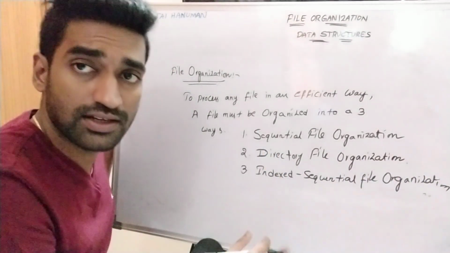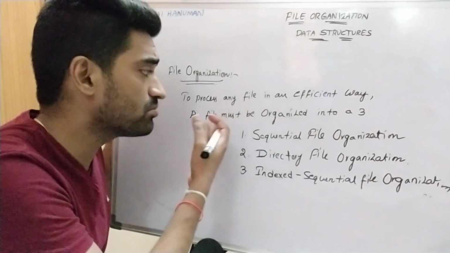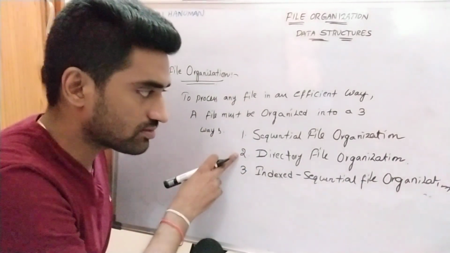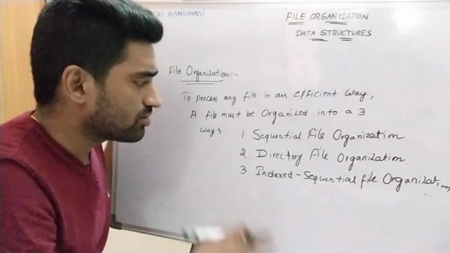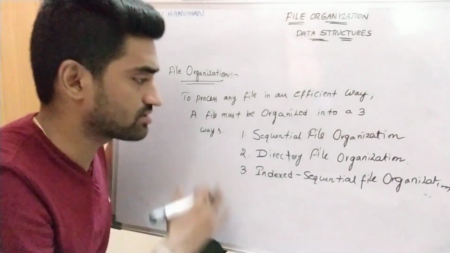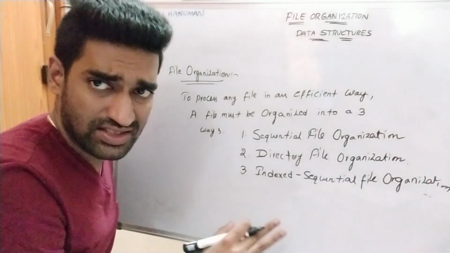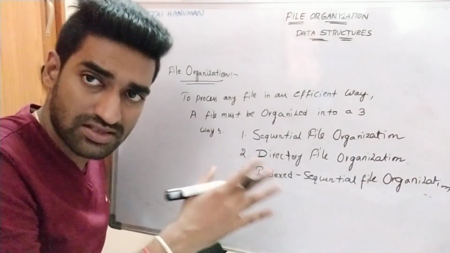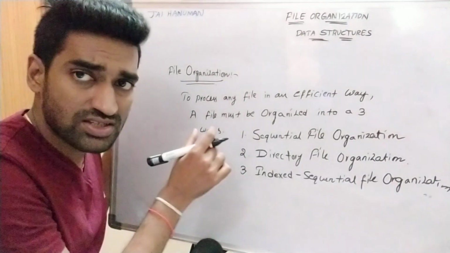So to process any file in an efficient manner, so to perform read, write and append operations in an efficient manner, compulsorily the file must be organized into three ways or three methods. So sequential file organization, directory file organization, indexed sequential file organization, right? So we are discussing one by one what is sequential file organization, what methods are available in sequential file organization. Then we are discussing direct as well as indexed sequential file organization, right? So to perform any operation, first of all the file must be accessed. Right? So that is the major thing, right?